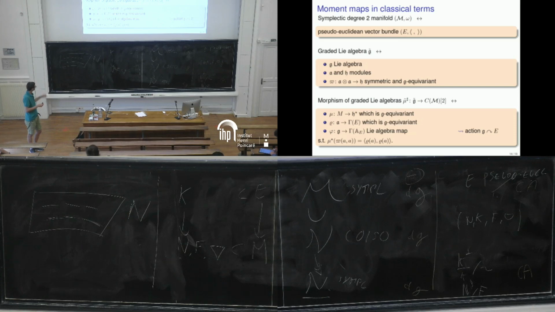One is just an ordinary map from the smooth manifold M, which is the body of curly M, to the vector space H star. The other is a map that gives me a bunch of sections of E, of the pseudo-Euclidean vector bundle. And the third one is a Lie algebra map from the degree 0 part G into sections of the T algebroid, so covariant differential operators.